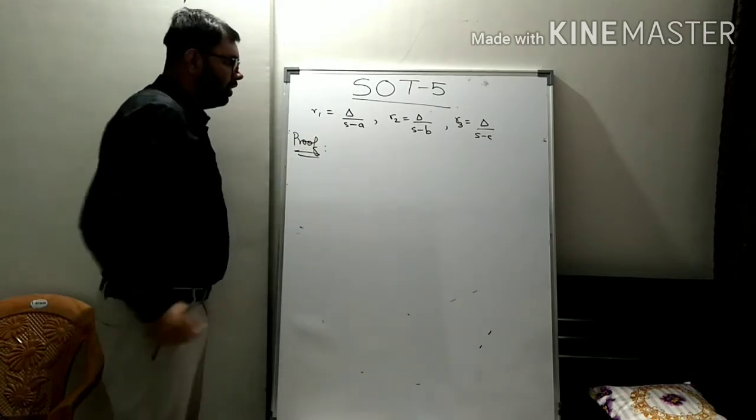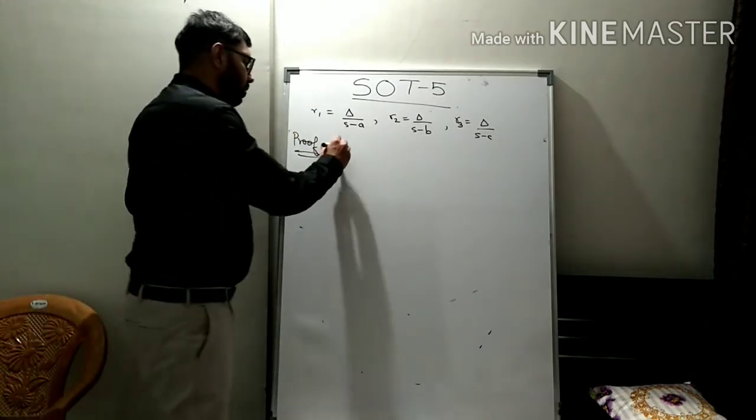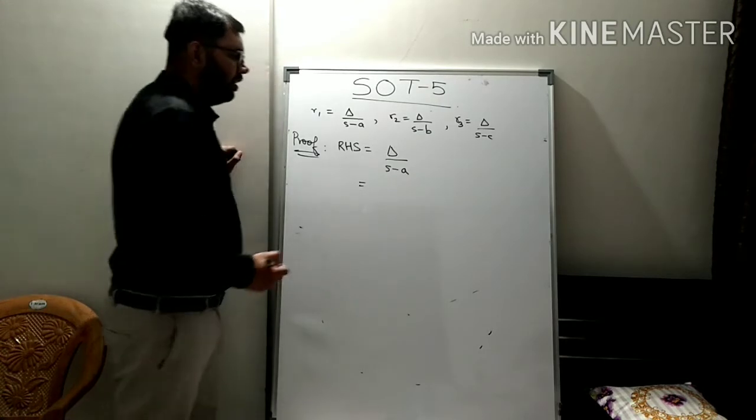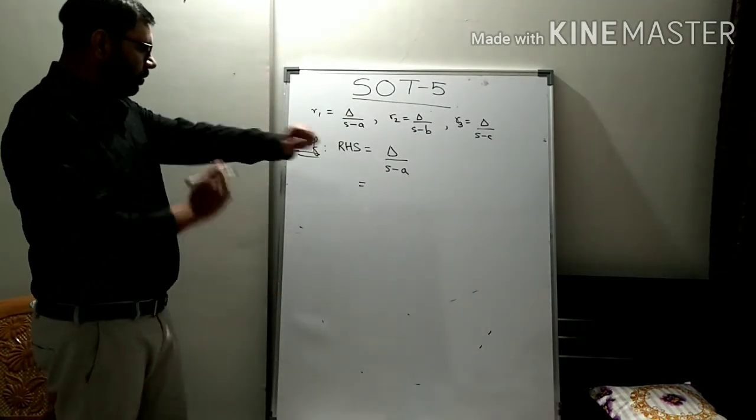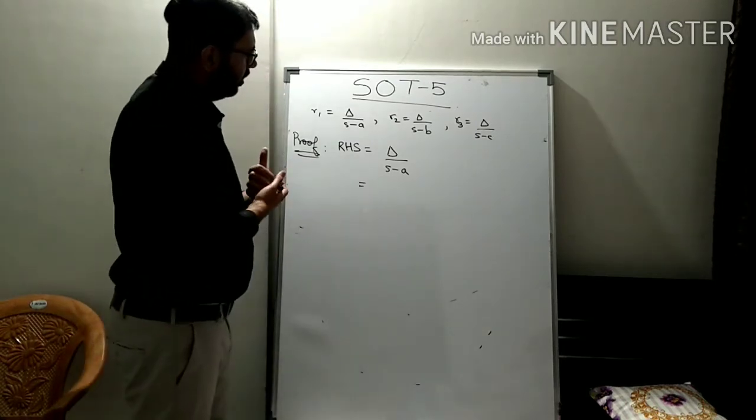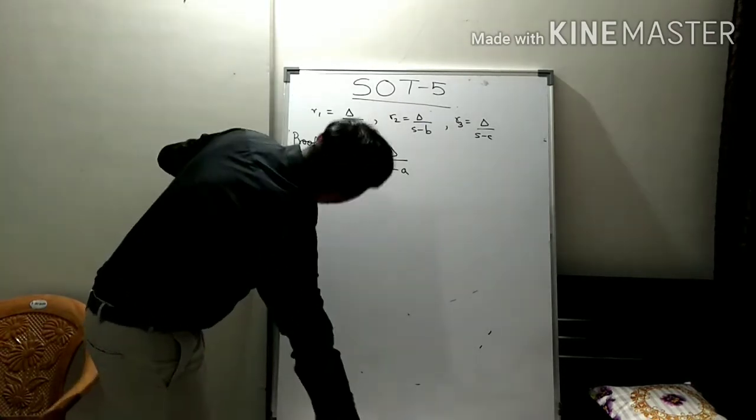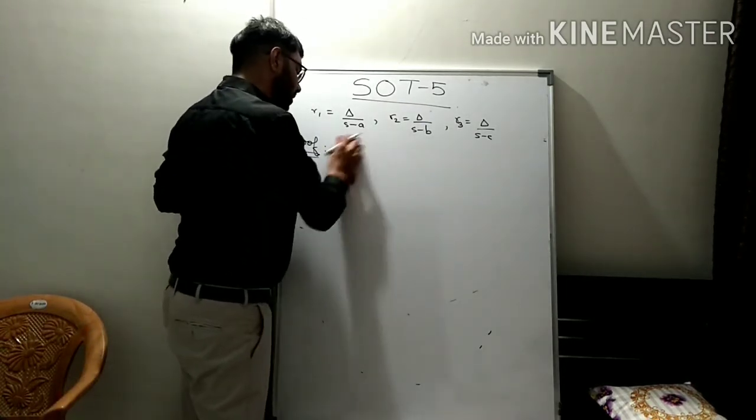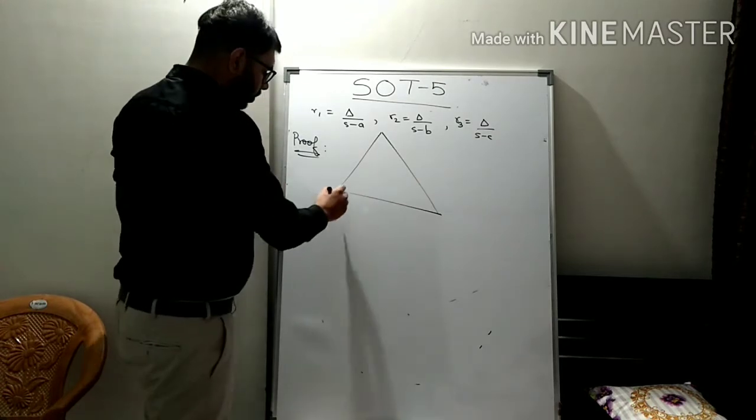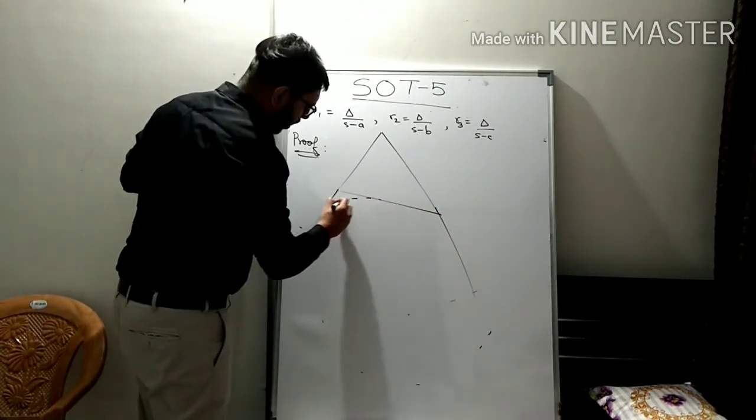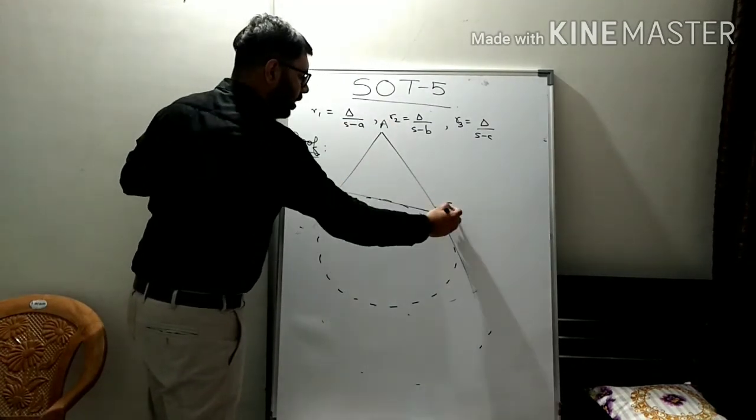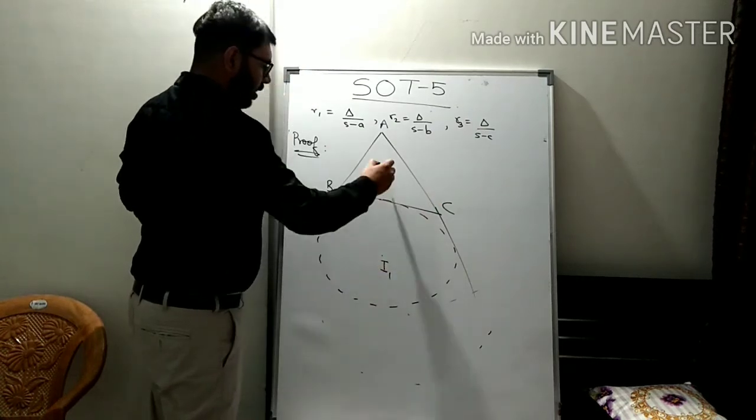Suppose I am proving the first one. I will start with the RHS, which is delta upon S minus A. Delta represents the area of the triangle in this case. So what we can do here is we can have the triangle like this, and suppose I am extending this and drawing an ascribed circle like this. This triangle is triangle ABC, and the center for this circle is this.